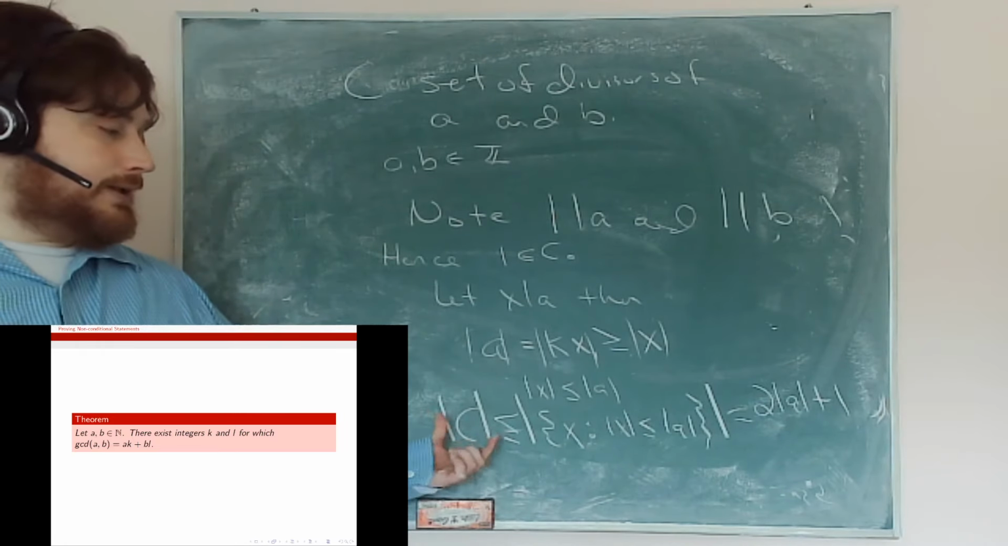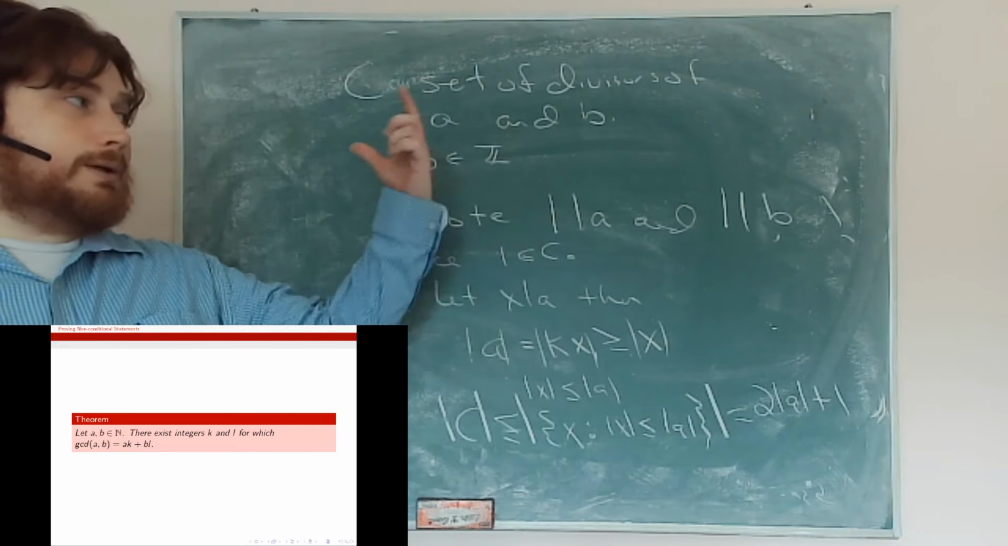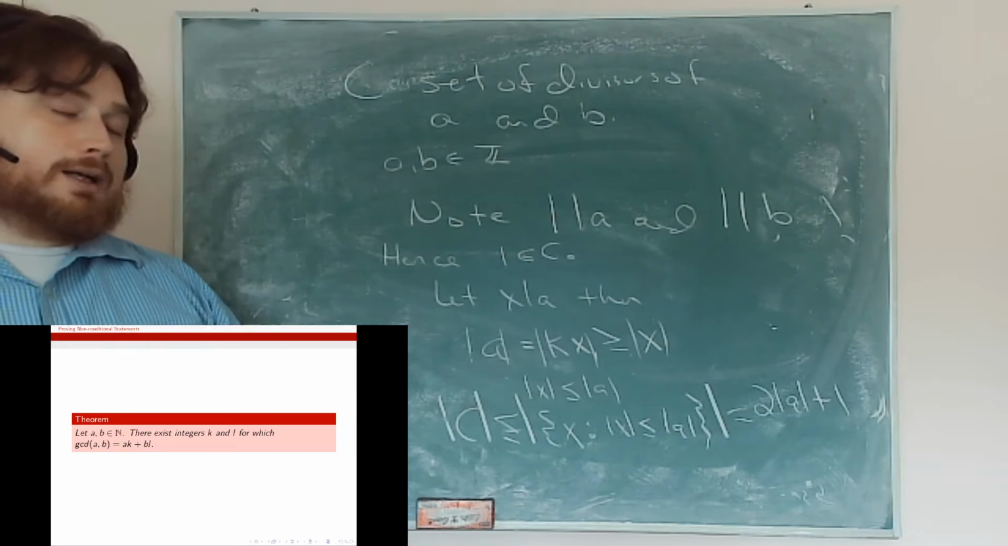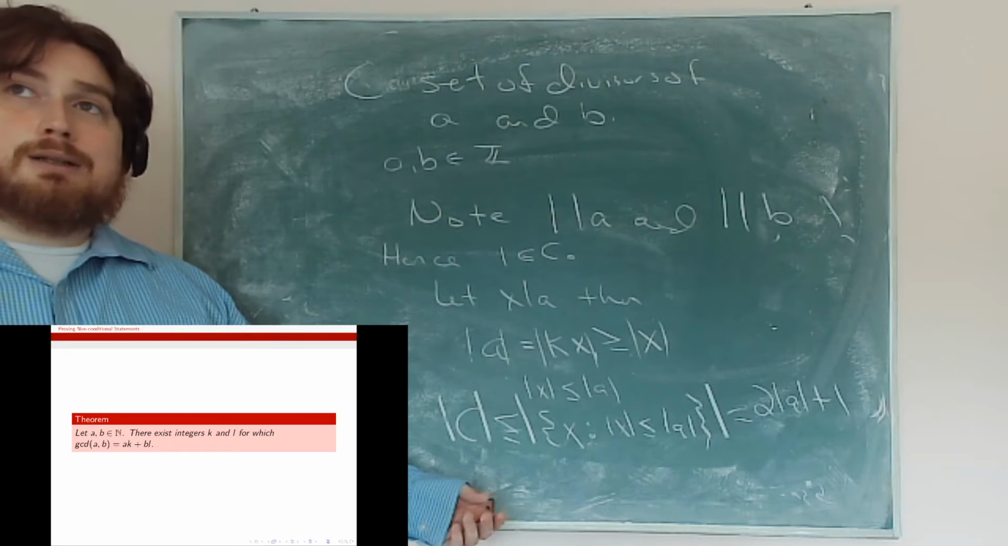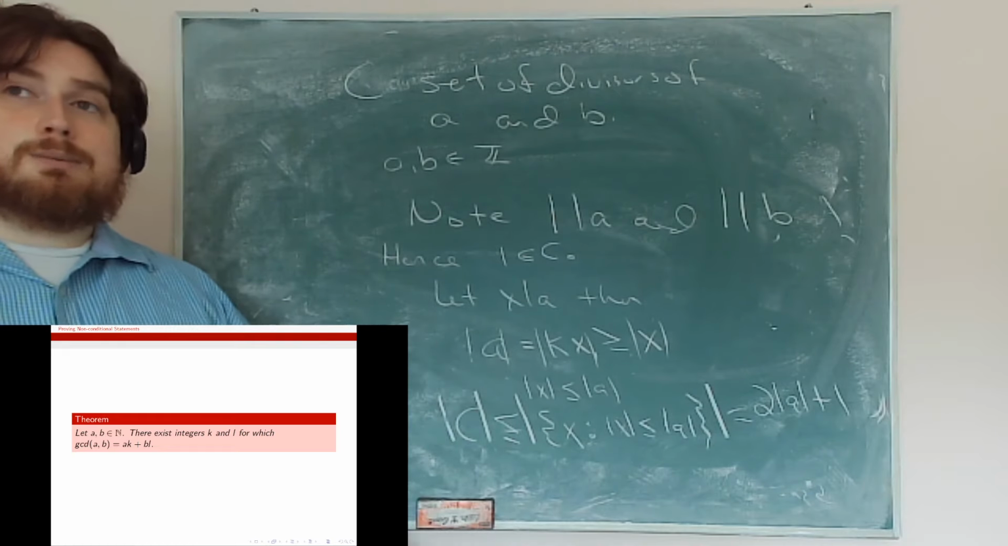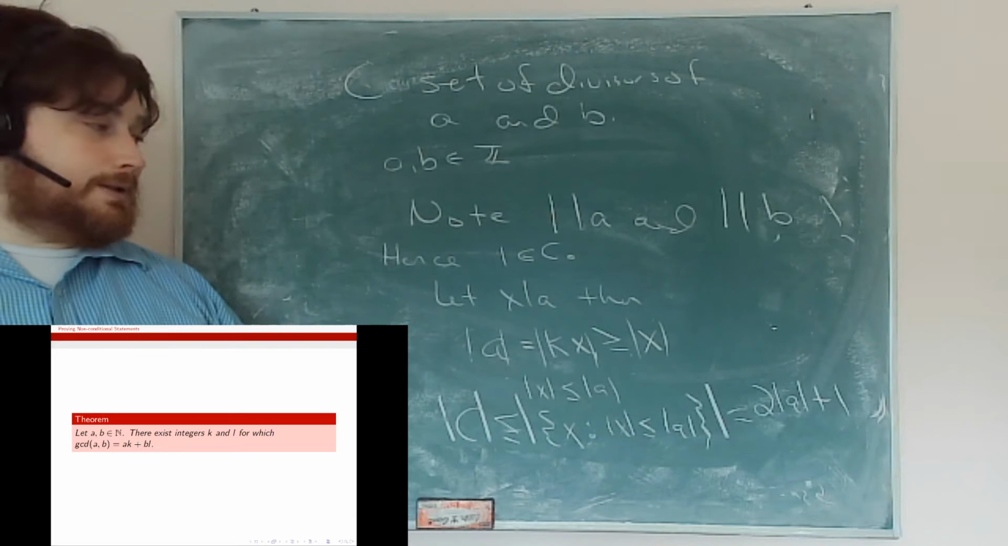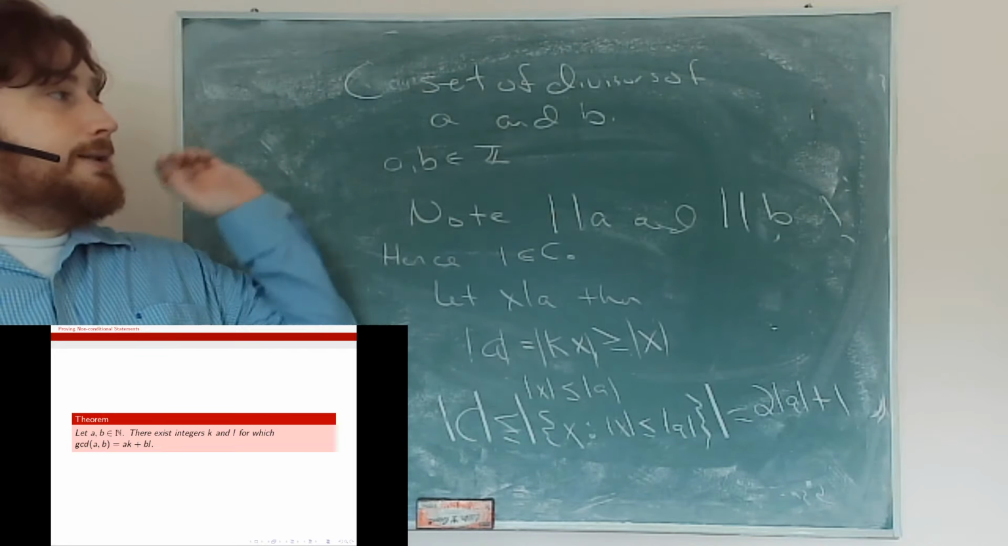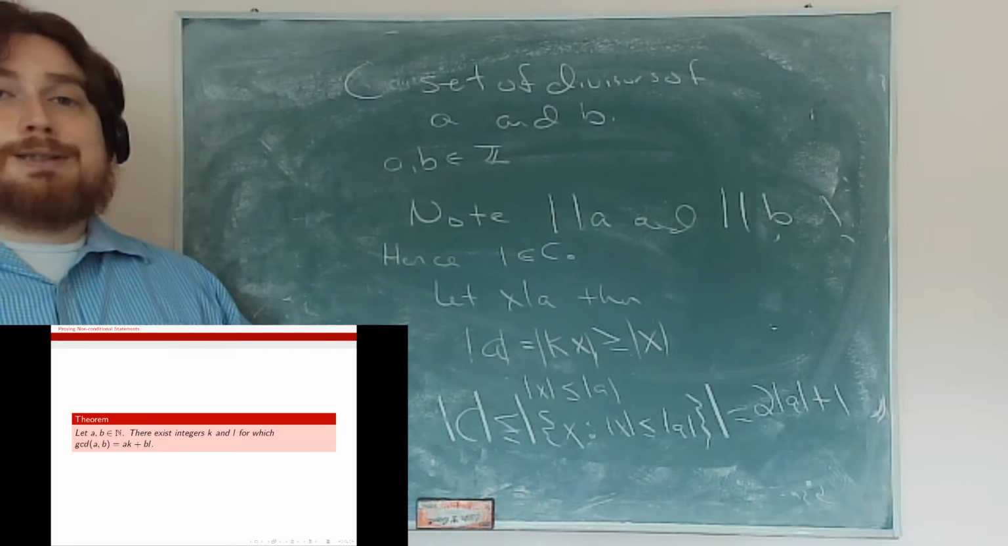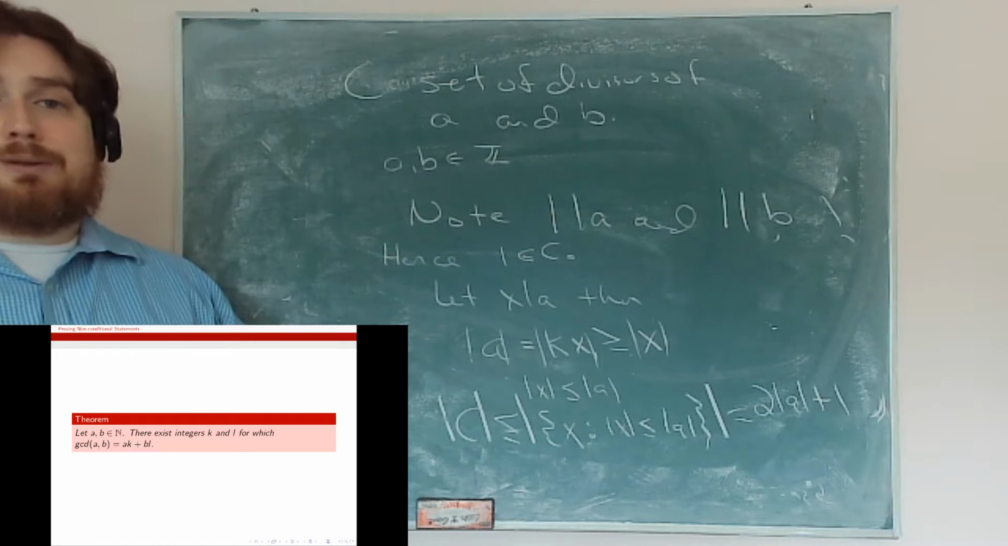Since C is finite and non-empty because 1 is in it, I have a finite non-empty set. Therefore, it has to have a maximum element, or greatest element. So therefore, the greatest common divisor of A and B will exist, and it will be unique.